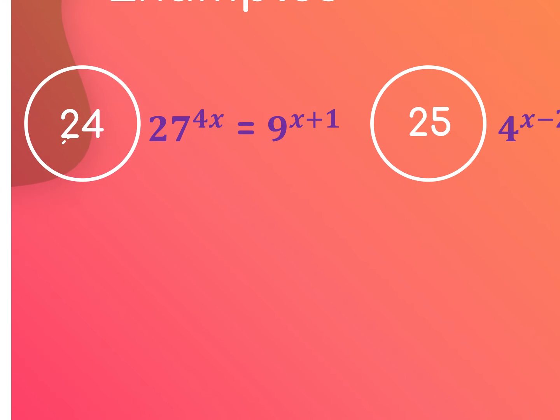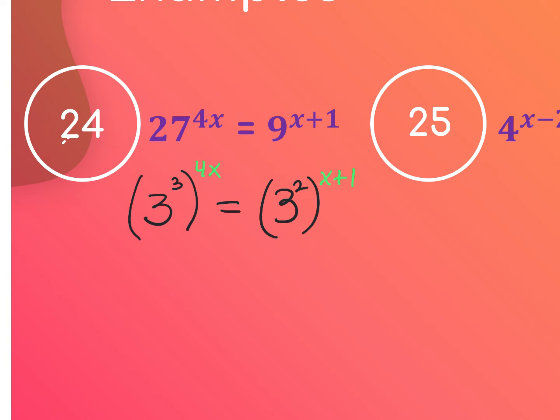Okay, so again, I want to do a change of base here. So I need to make them have the same number. Again, I know that 3 to the 3rd power is 27, and 3 squared is 9. So I'm going to make them both have a base of 3. So I'm going to change the 27 into 3 to the 3rd. But remember, the 4x, the power that was on the 27 is still there. I'm going to do the same thing for the 9. I'm going to make this a 3 squared. And it still has the x plus 1 power up top there.